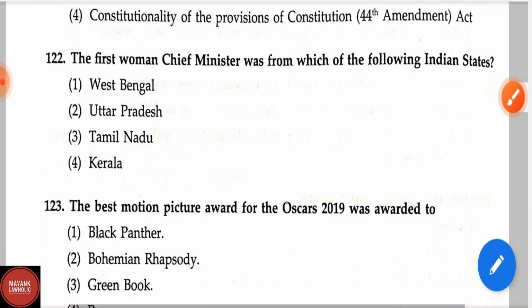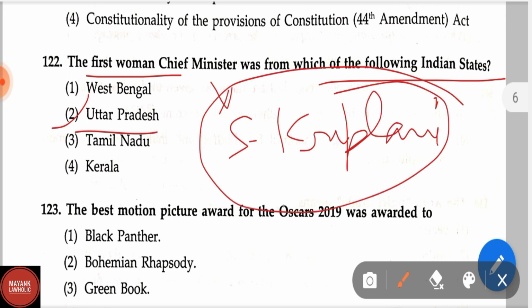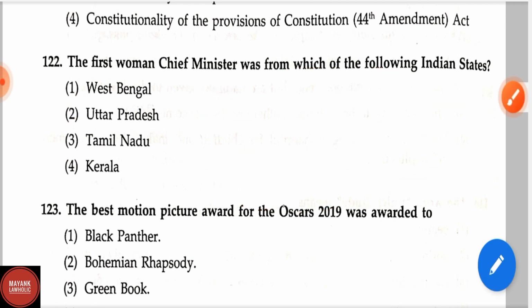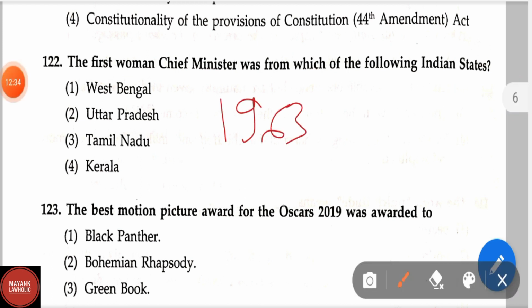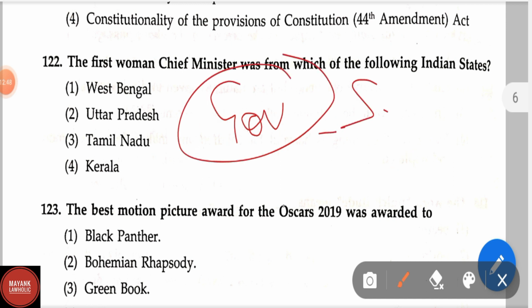Now let us see the question number 122. First woman chief minister was from which of the following Indian states? Options are West Bengal, Uttar Pradesh, Tamil Nadu and Kerala. Here the correct answer is option number 2, Uttar Pradesh. First woman chief minister was Sucheta Kripalani. She was the first chief minister of Uttar Pradesh, and her tenure was from 1963 to 1967. Okay, and one more thing I want to add, the first woman governor was Sarojini Naidu.